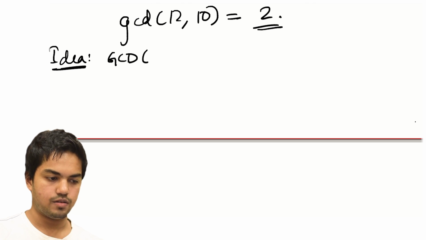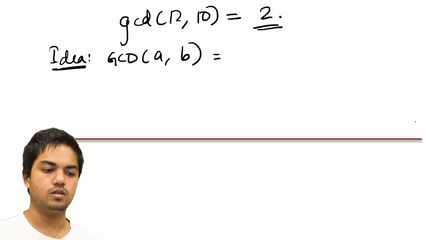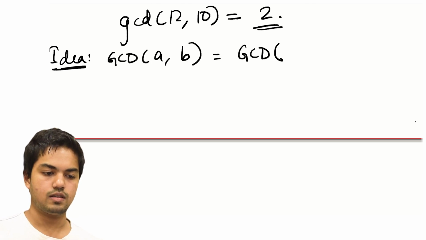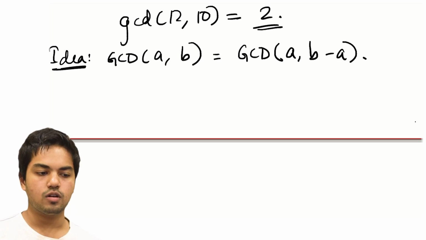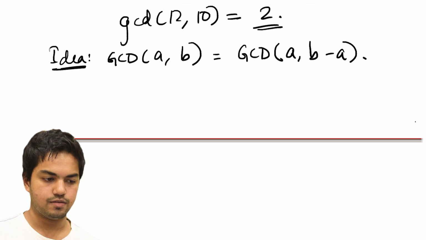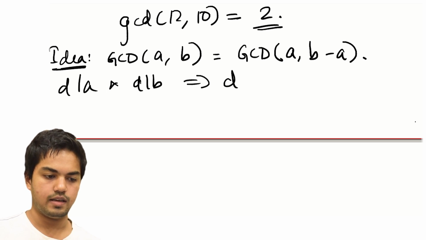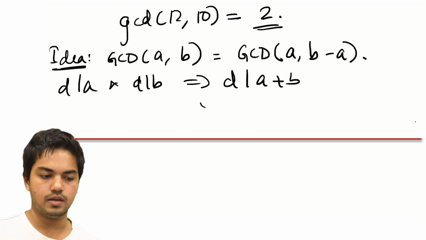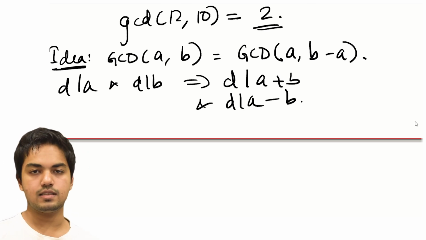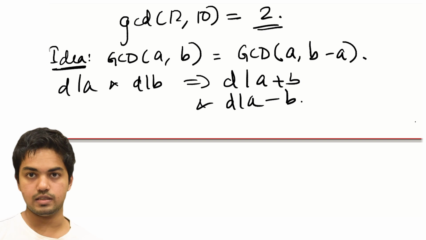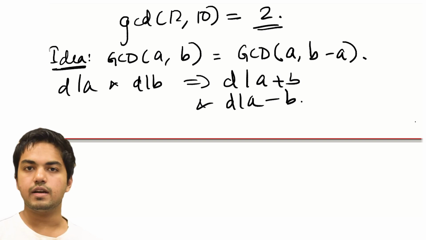GCD of A and B is equal to the GCD of A and B minus A. If you remember the fact that if D divides A and D divides B, then D divides A plus B and D divides A minus B, this shouldn't come as too much of a surprise. If D divides A and D divides B, which the GCD does do, it will also divide B minus A.